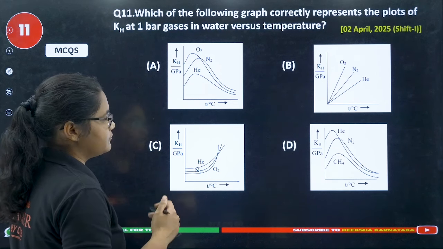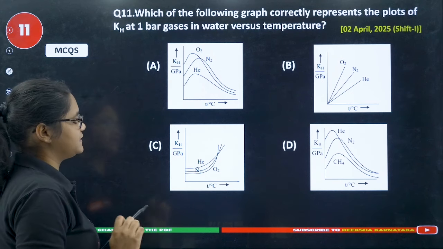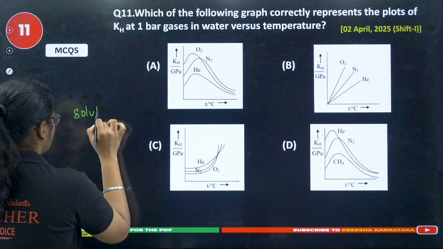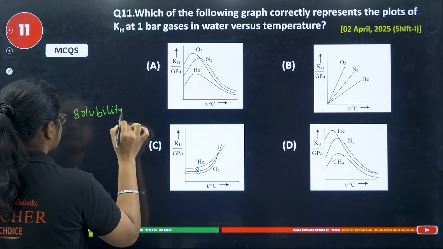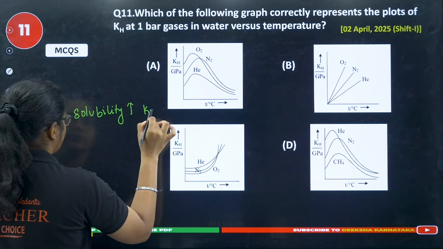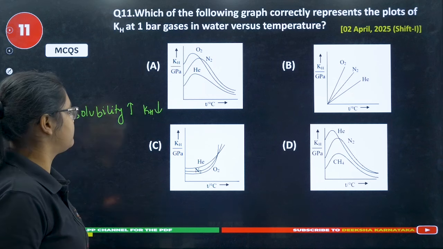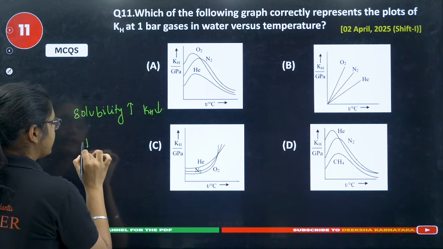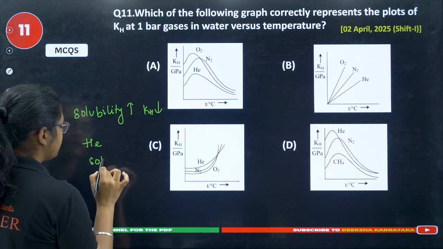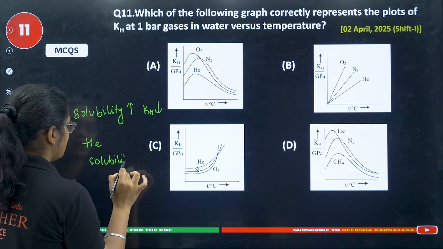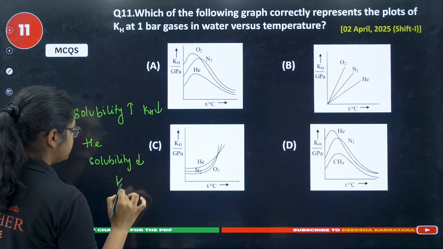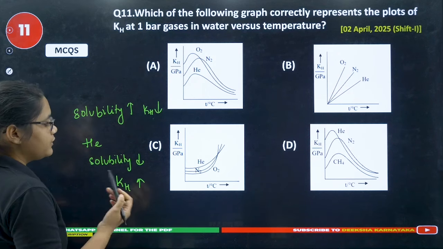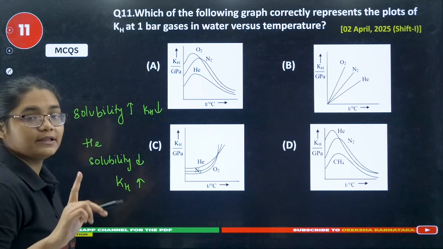Okay. First of all, what all things we can eliminate or see is, you should see that if the solubility is more, then KH value will be less, and vice versa. So for helium, if you remember, helium solubility is less, that's why its KH value should be high. So now if you see at a particular temperature, the KH value of helium should be highest.